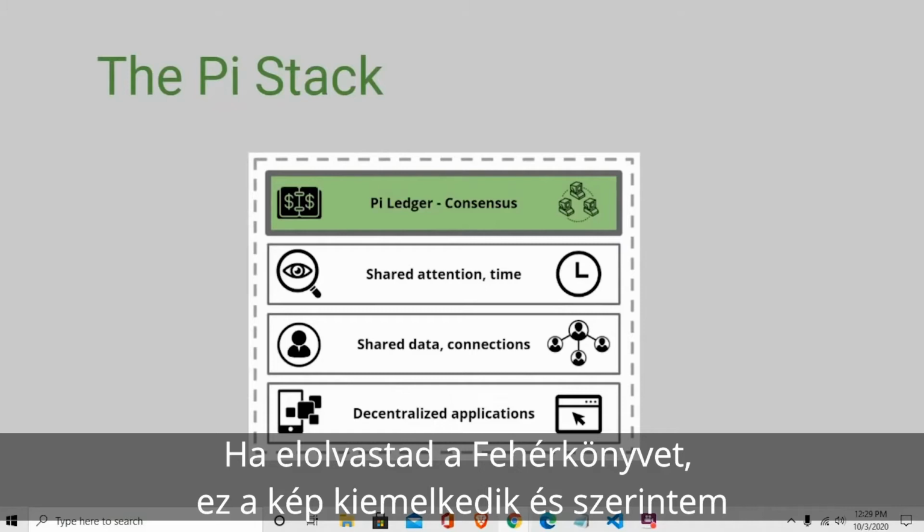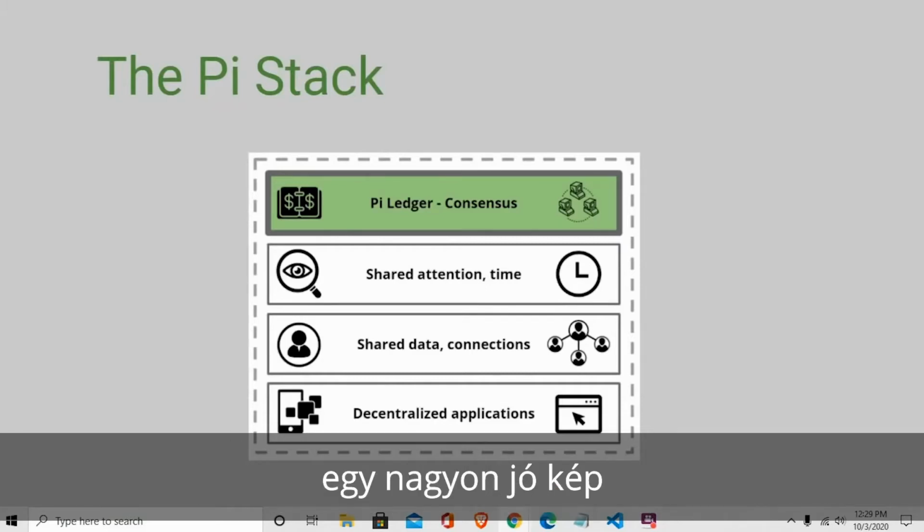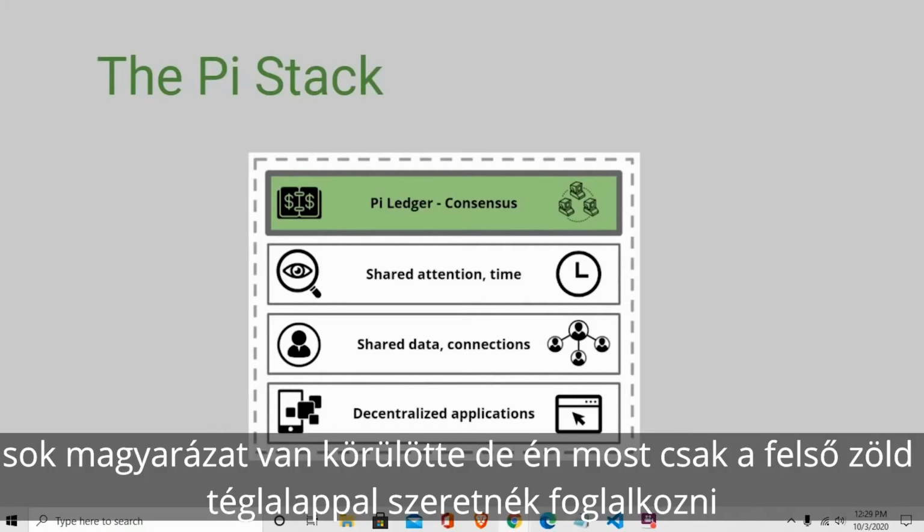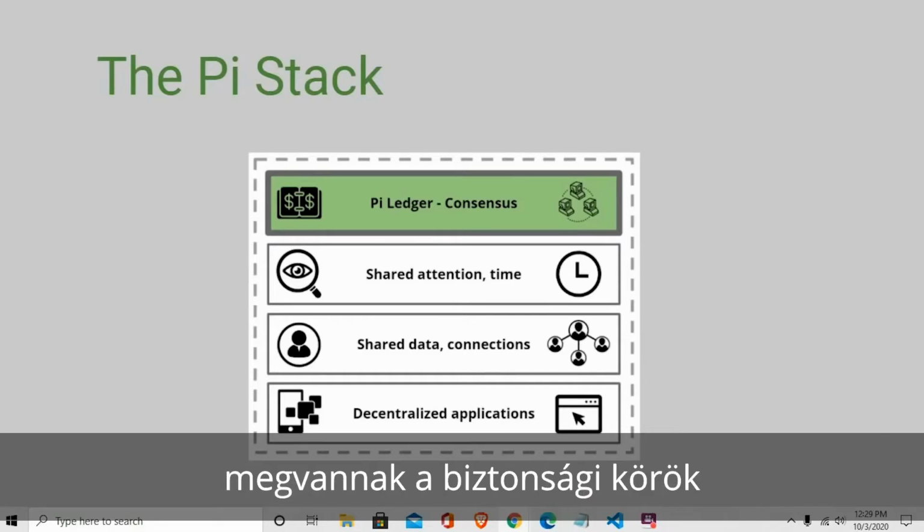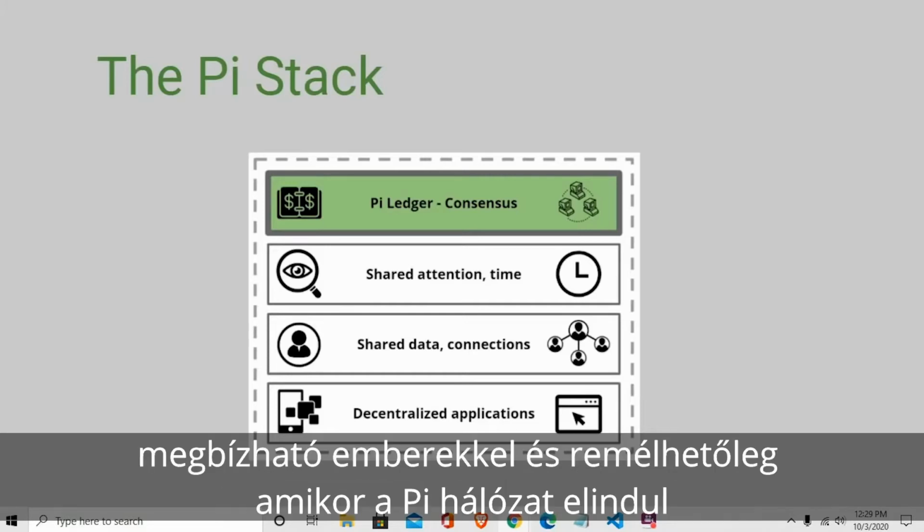If you read through the white paper, this particular image stands out. I think it's a really good image, and there's a big explanation around it. What I'd like to touch on, though, is the green rectangle up top is what we're doing. We have our security circles right now, and it's people that we trust.